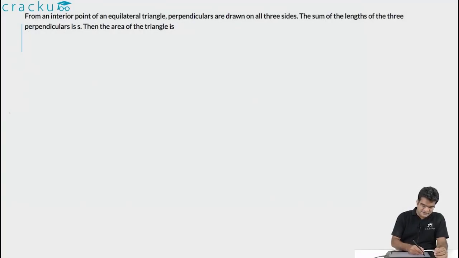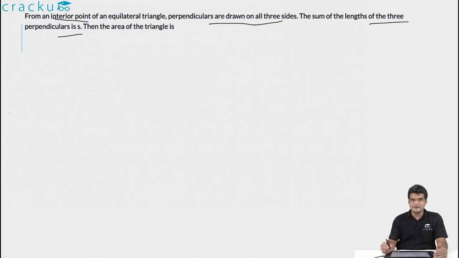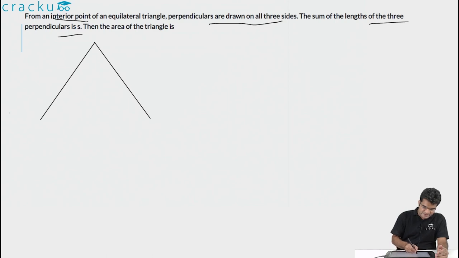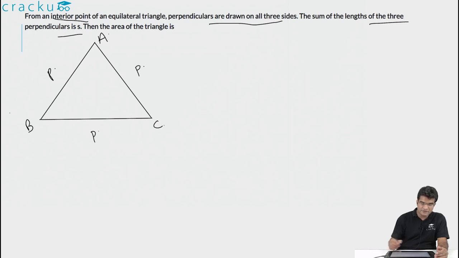In this question, it is given that there is an interior point in an equilateral triangle, and from that point, perpendiculars are drawn to all the three sides. The sum of the lengths of these three perpendiculars is given to be equal to S, and we are required to calculate the area of the equilateral triangle. So let us assume that this is the equilateral triangle. Let the three vertices be A, B and C, and let the side of the equilateral triangle be equal to P. So AB is equal to P, AC is equal to P and BC is equal to P.